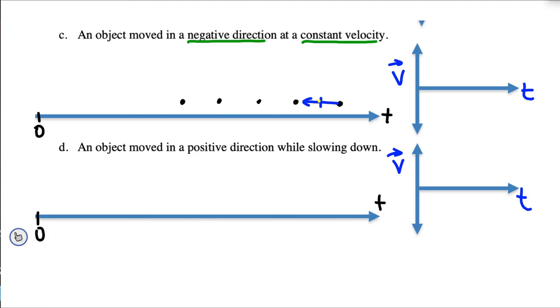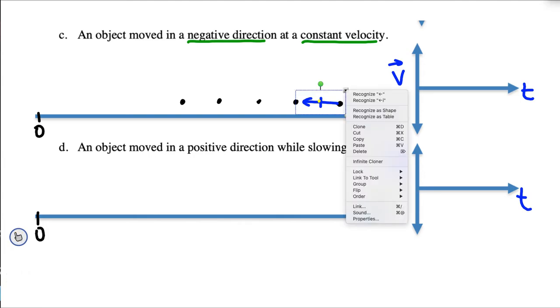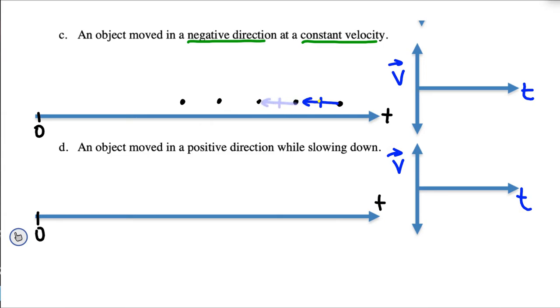I might be able to cheat and see if we can use my infinite cloner button and actually make all of my velocity vectors exactly the same length. And notice that the velocity vectors don't need to run exactly into the next position dot, which I didn't do a great job of here. They're kind of running into the next dot, but that's not required.